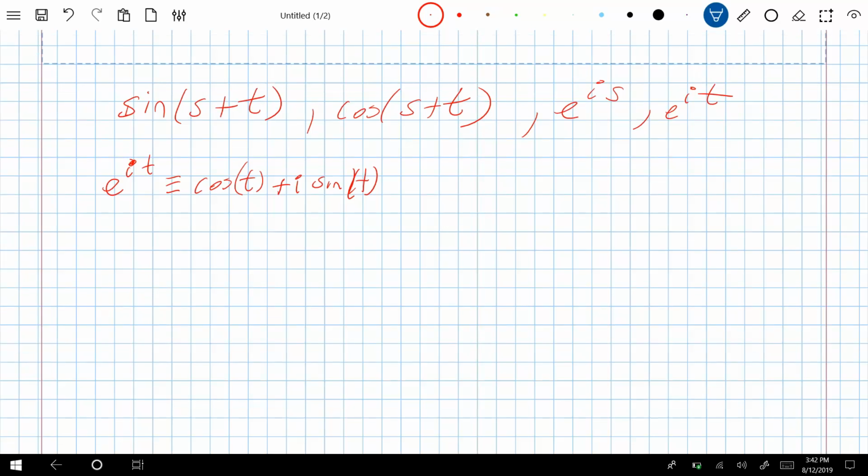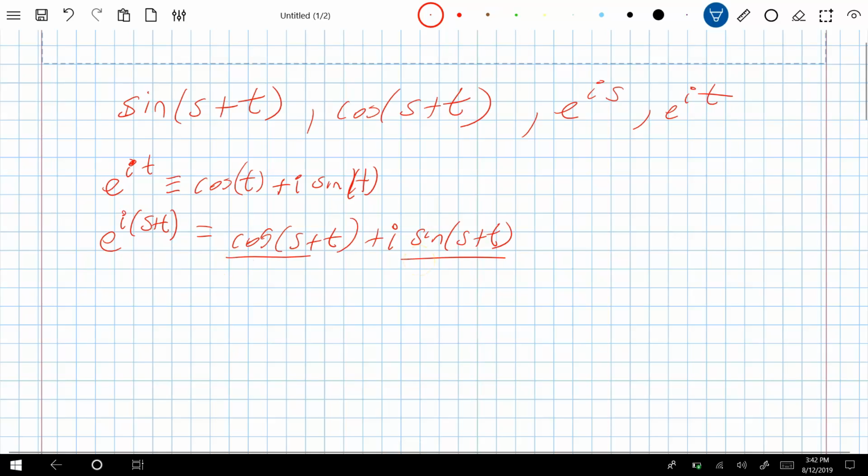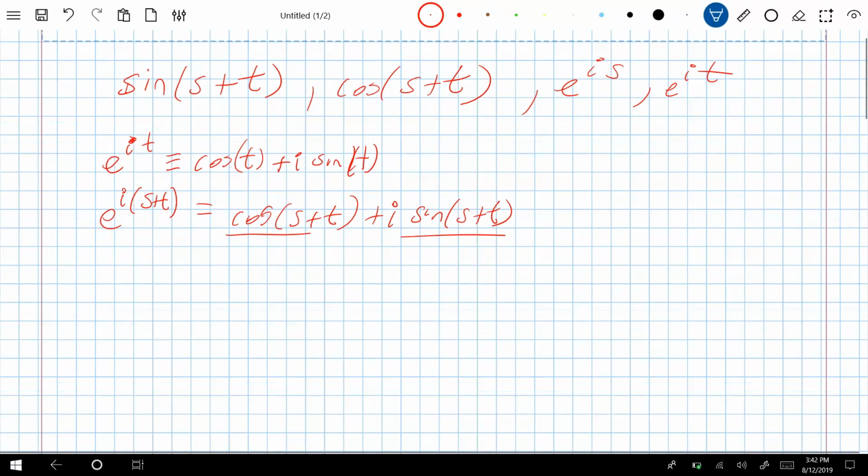So let's begin. First of all, I need to have a quantity that looks like this, e to the I and then s plus t. And why do I want that? Because my expression says sine of s plus t. So that would naturally, if you follow the basic model, look like cosine of s plus t, and then plus I sine of s plus t. So that will give us this part, this will give us that part. Now we just need expressions for those.